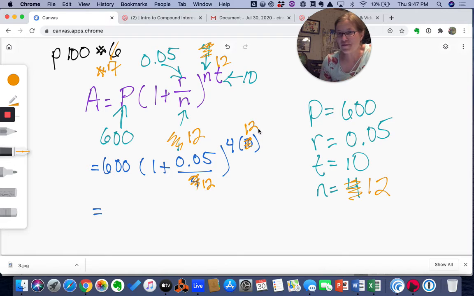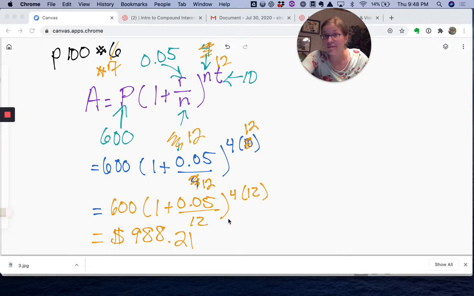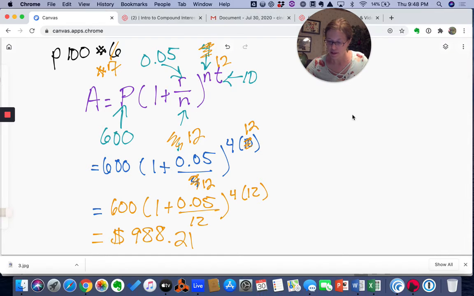So why don't you pause the video, plug this into your calculator, and see if you get the same thing I get. Okay, so how'd you do? Is this what you got? So this is our future value when it's compounded monthly. If I want to find how much interest, I take how much I have now, or my future value.